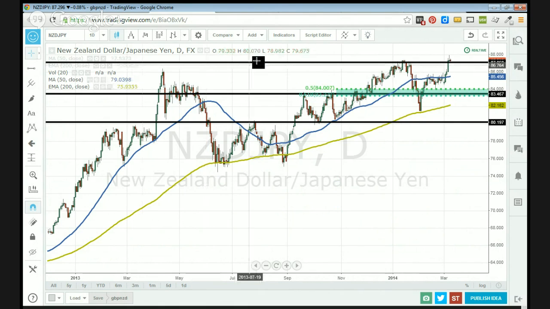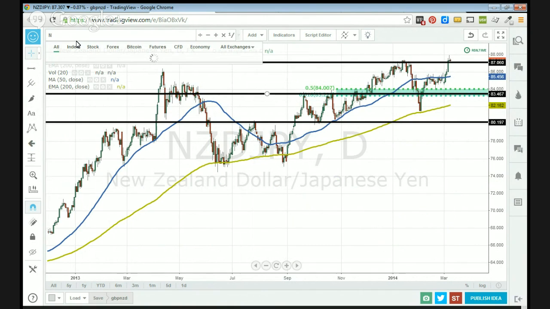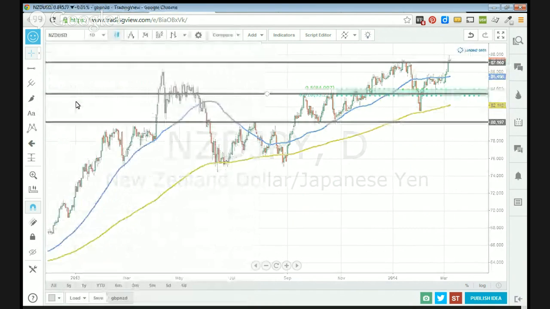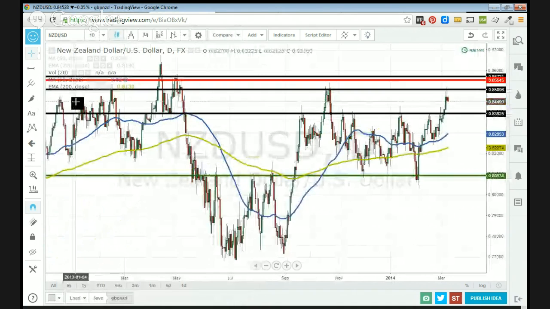Yeah, this is getting ready to look like it's heading down. Anyway, that's Kiwi yen. I don't want to short that, although it is a little concerning that we are seeing a number of bearish signs on the yen pairs. Yen has really thrown me for a loop so far this year.